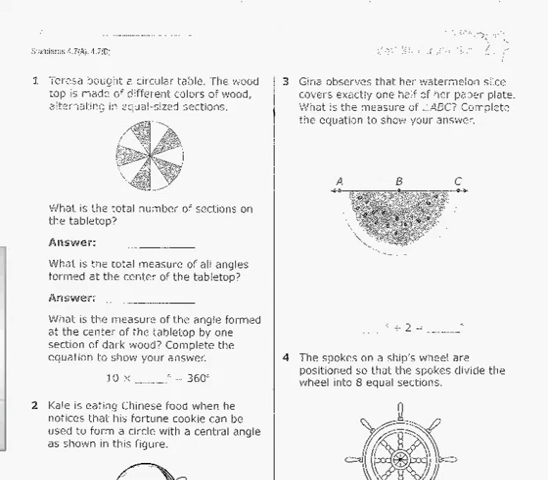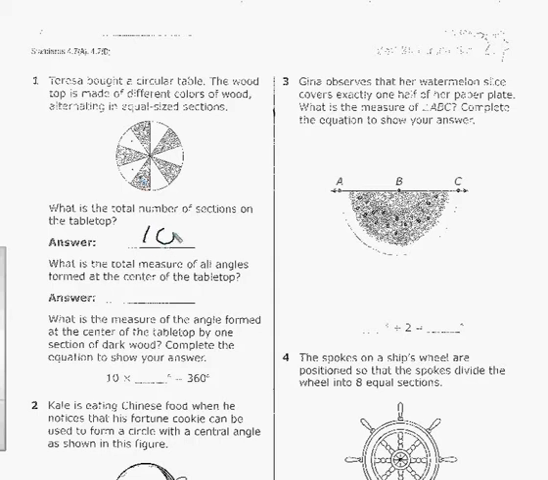Question number 1. Teresa bought a circular table. The wood top is made of different colors of wood, alternating in equal sized sections. What is the total number of sections on the tabletop? And if you count it, looks like I'll count half of them and multiply it by 2. That's 1, 2, 3, 4, 5. So that means there's 10 of them.